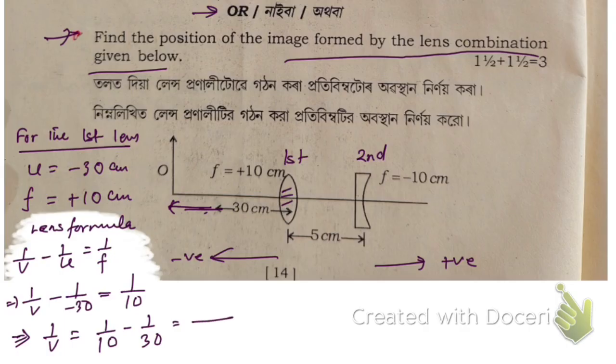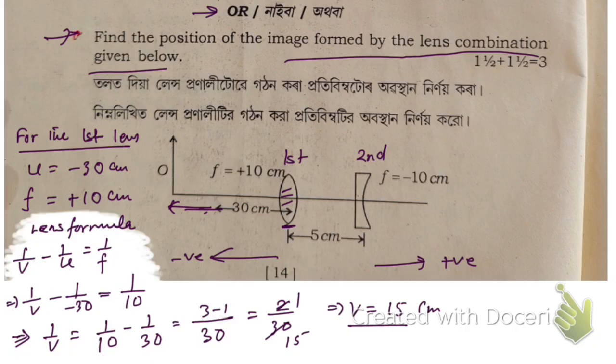Let me solve it. That's going to be 30 here, 3 minus 1, so 2 by 30, which means 1 by 15. So v is going to be equal to 15 centimeter. That means the image is formed on this side. Here v is positive, and for a lens, v positive means the image is real, and it is 15 centimeter away from this first lens.